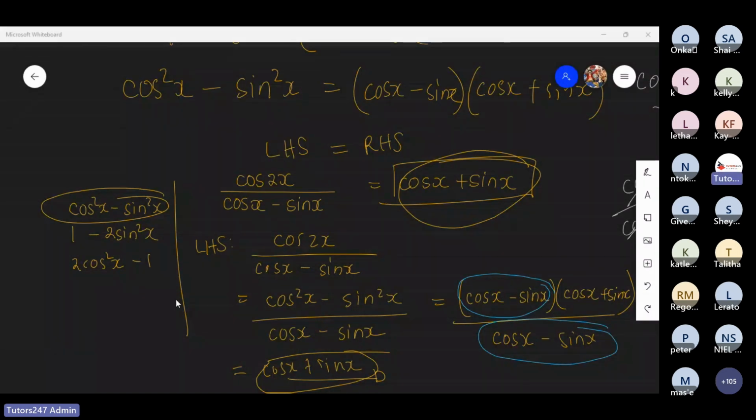If you struggle with memorizing the identities, don't stress or don't panic. Your question paper will have it. I think it's the very last question or the very last page. You have all of your identities. You've got your formulas there.